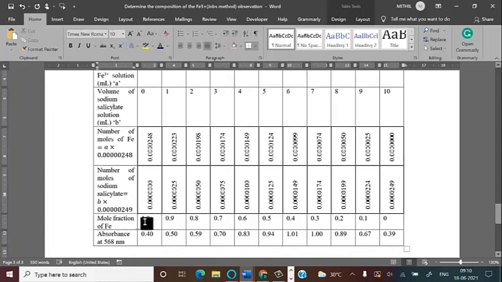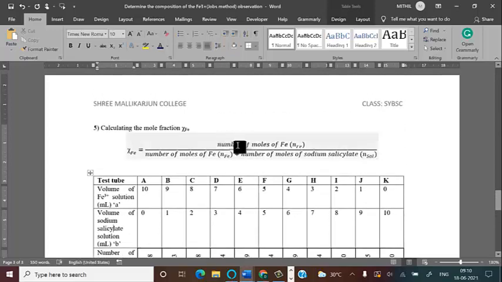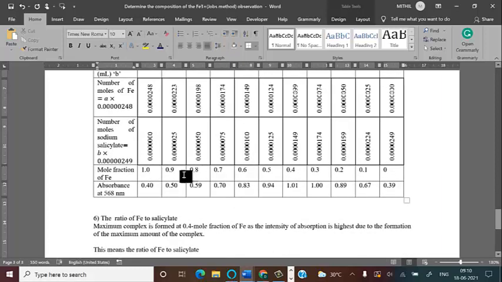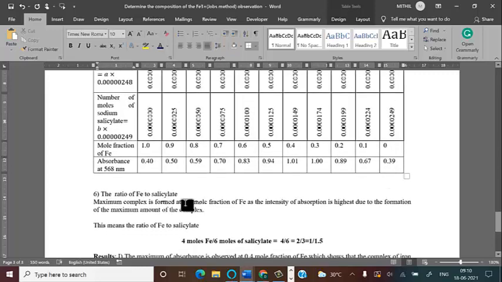So the mole fraction of Fe is 1, as it is 0.00248 divided by the number of moles of sodium salicylate, which is 0, plus the same moles of Fe here. Dividing that we get 1. So it is 1 here. Similarly, in the last test tube there is no Fe, so it is 0 moles.